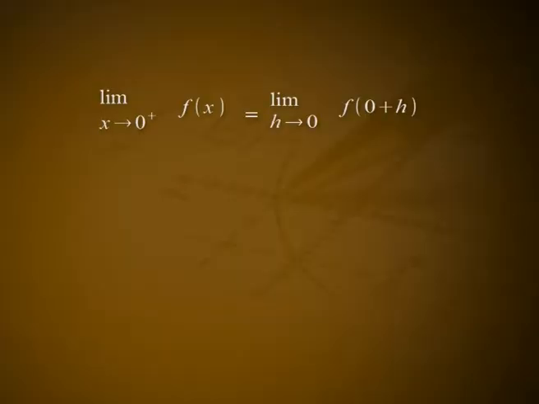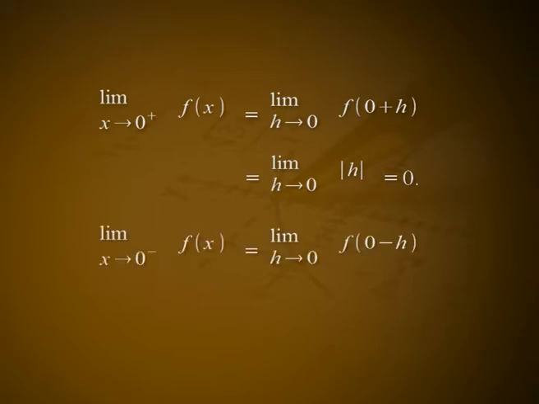Let f from closed interval minus 1 to 1 to R be defined by f of x equal to absolute value of x. Here f of 0 equal to 0. Limit x tends to 0 plus f of x equal to limit h tends to 0 f of 0 plus h, which is equal to limit h tends to 0 absolute value of h, which is equal to 0. Limit x tends to 0 minus f of x equal to limit h tends to 0 f of 0 minus h, which is equal to limit h tends to 0 absolute value of minus h equal to 0. Therefore, limit x tends to 0 f of x equal to f of 0. So, the function f is continuous at x equal to 0.